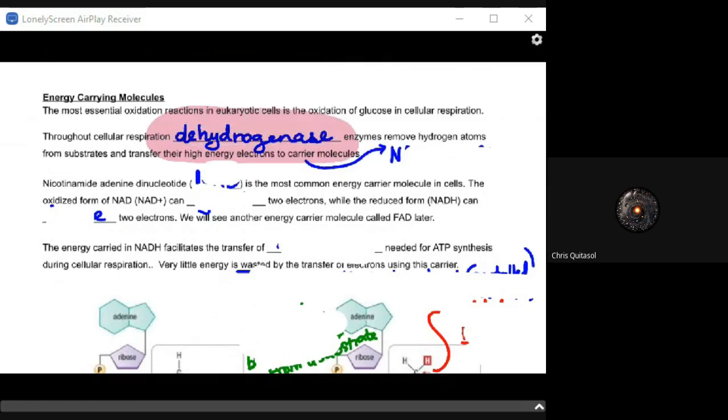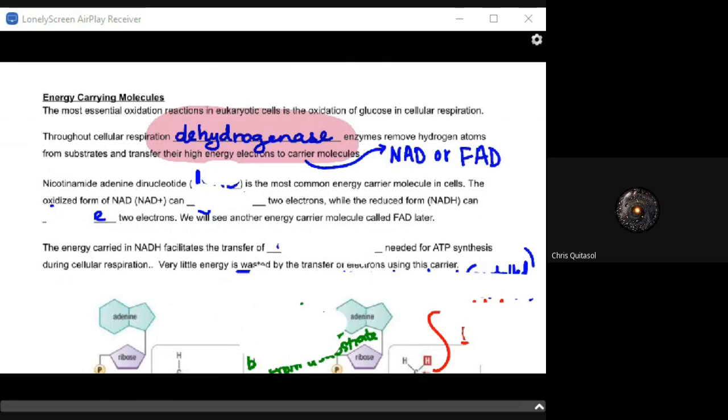this unit. Because this dehydrogenase, as you can tell by its name, removes hydrogen from its substrate, in this case sugar, and transfers that high energy electron to those carriers. And again, those carriers are going to be NAD or FAD. And we'll talk more about what they are as we move forward.